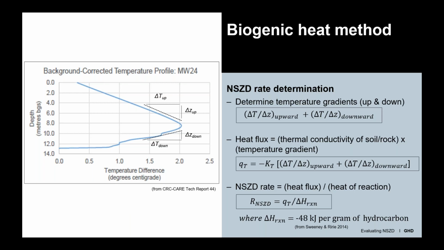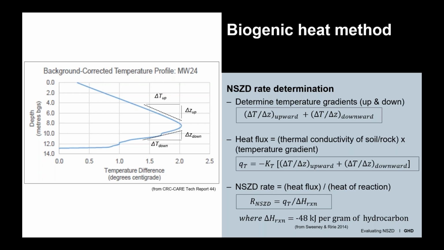So in order to calculate NSZD rates, we're looking at this temperature profile. This anomaly here is associated with that methane oxidation zone. So what we're looking at is the slope above and below, going up and going down, so that we can calculate the heat flux up and down away from the methane oxidation zone.